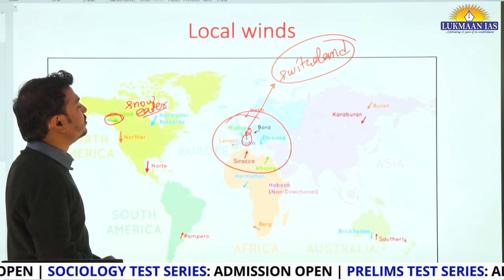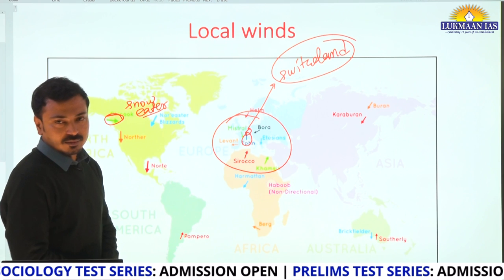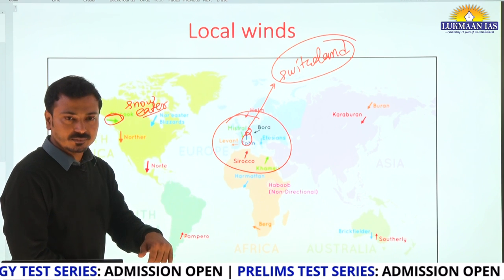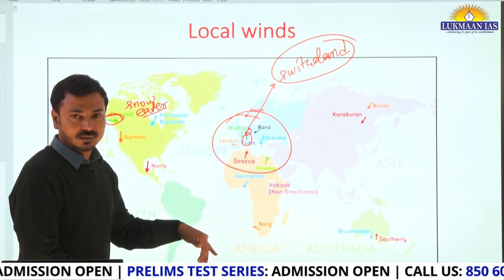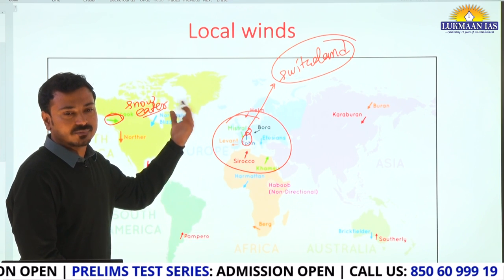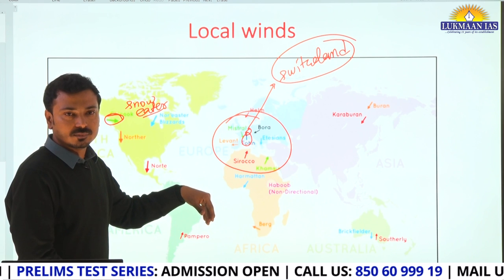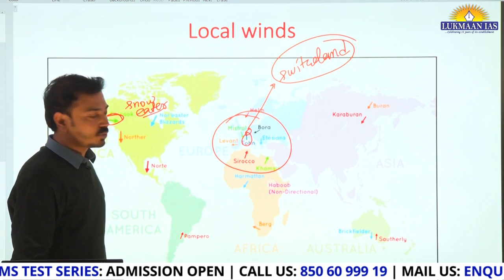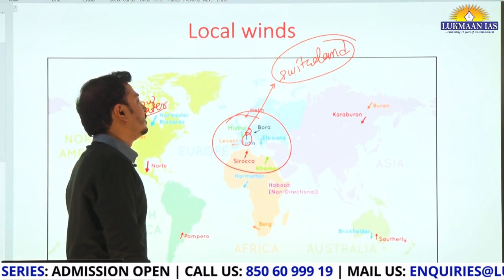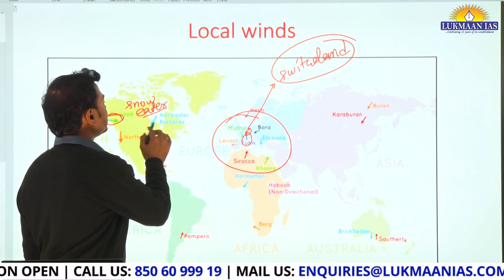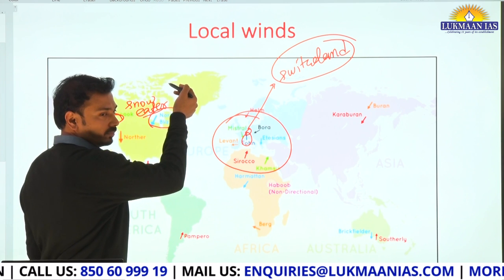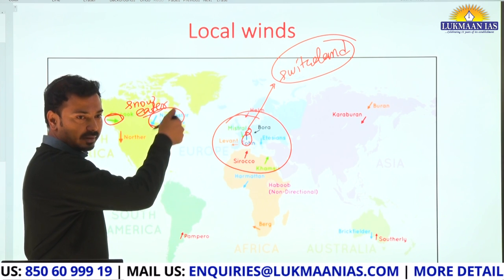Now, other ones. Mistral is the cold wind blowing from north to south. Mistral. North to south jo hoga, wo cold hoga. Northern branch of Alps is very much cold. That region. And that's why it is cold wind. In the similar manner, we can see that there are nor'westers or blizzards from Canada to the south.